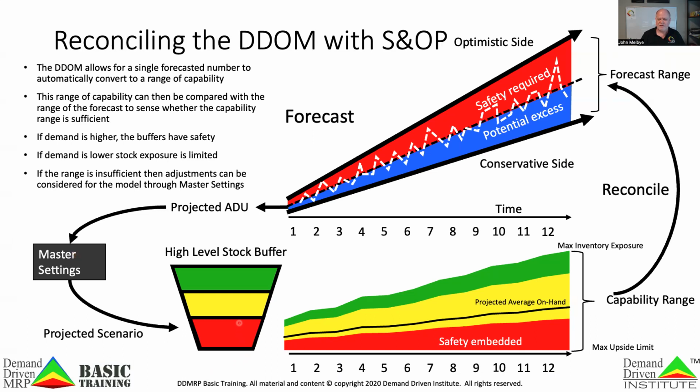And the stock buffer, through a way to calculate the average on-hand balance and the average on-hand range, turns our inventory back into a range, a projected average on-hand range. And now we can try and tie that capability range back to the forecast range. And if it lines up, we're good. If it doesn't line up, maybe the projected ADU, maybe the master settings, something needs to change so that this range matches with the S&OP range.